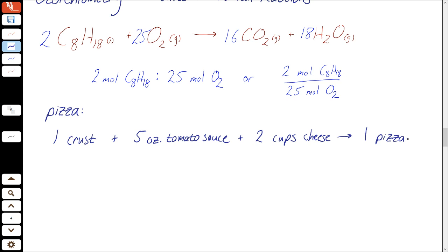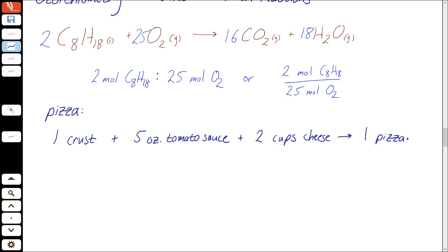All right. So we can look at similar ratios to what we just talked about with octane and oxygen with our pizza. So what's the ratio between crust and cheese? Yeah, 1 to 2. So you need 1 crust. You need 2 cups of cheese for every 1 crust.